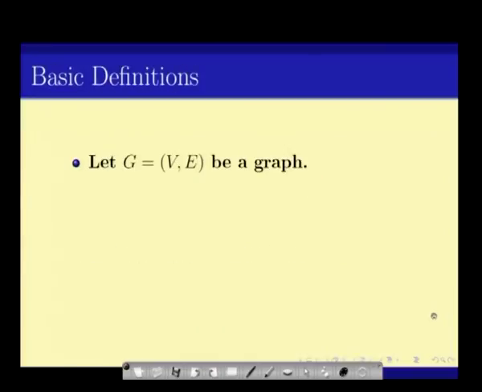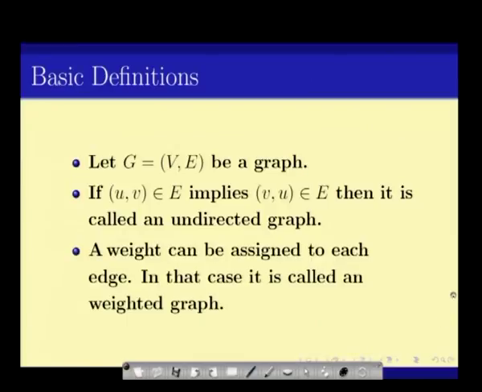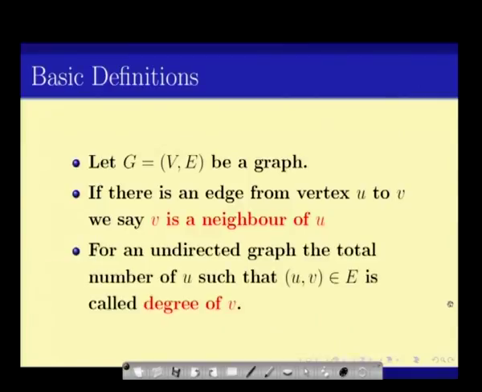The graph is given as V comma E, and if uv in the edge set implies vu is in the edge set, then it is called an undirected graph. Sometimes weights are also assigned to the edges. If there is an edge from u to v, we say v is the neighbor of u, and the total number of neighbors of v is called the degree of the vertex v.